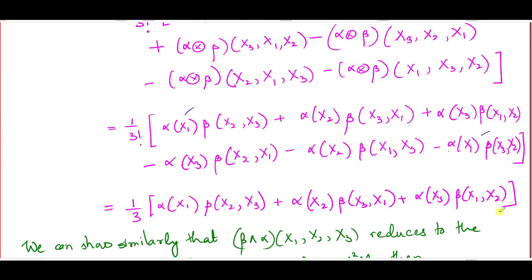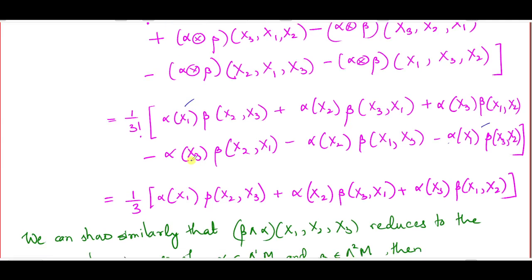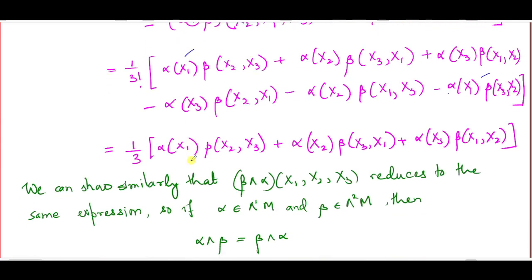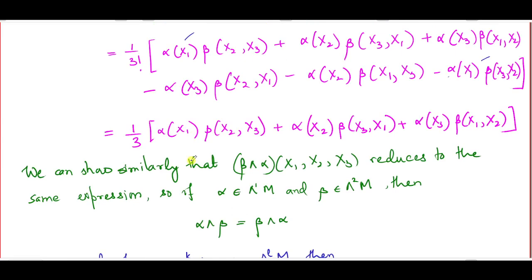Now you can do an exactly similar calculation. I'm not showing you the details of that simply because it's going to be rather trivial to work out, and you should really try to do it yourself. If you took beta wedge alpha and fed it the same 3 vector fields x1, x2, x3 and followed the definition thoroughly, you will end up with exactly the same expression. That means that if alpha is a 1 form and beta is a 2 form, then also the wedge product commutes.